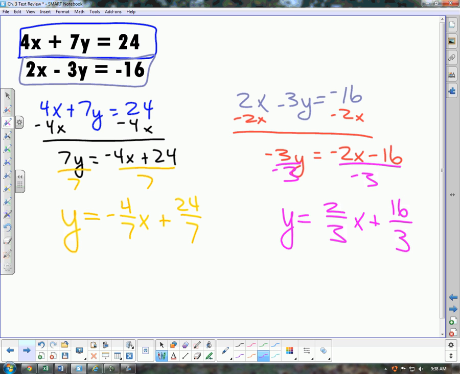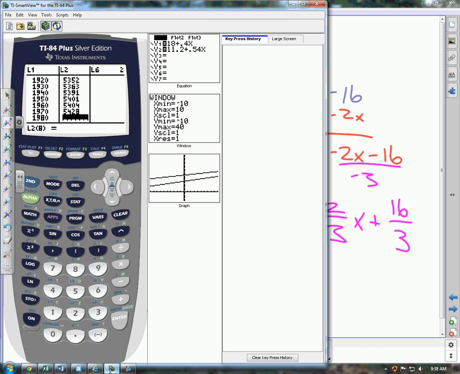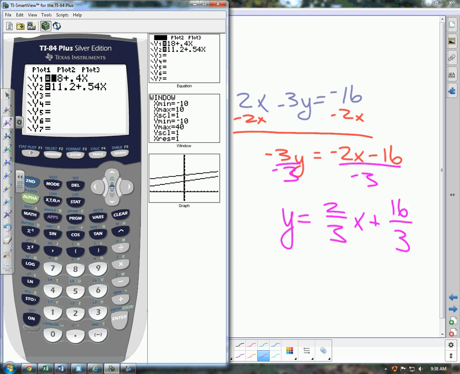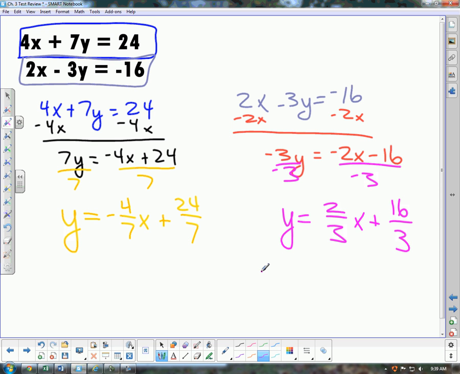And so now that we have these two equations, now would be the time to pull out your calculator, go into the y equals part of your calculator, and enter the two equations. Doesn't matter which one you enter first. 2/3 x plus 16/3. And then we have negative 4/7 x plus 24/7.